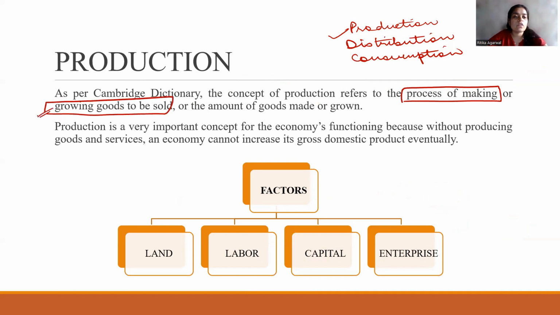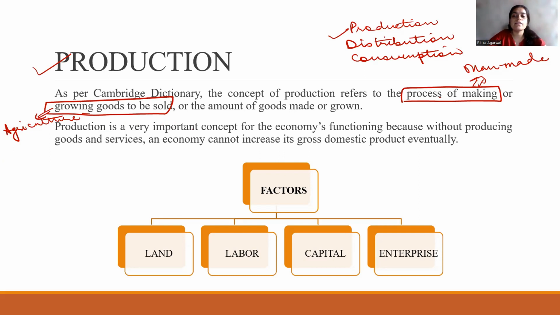By growing, we also take into consideration the agriculture sector here, where we grow goods, sorry, not services, we grow goods like wheat, rice, corn, barley, etc. Process of making will include any man-made item, or anything that is made inside an industry or a company or manufacturing unit. These two things, the process of making and growing goods and services to be sold, are considered under production.